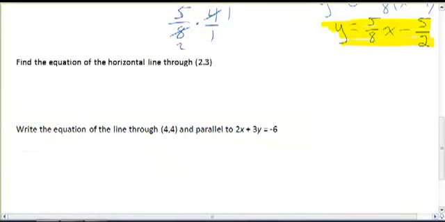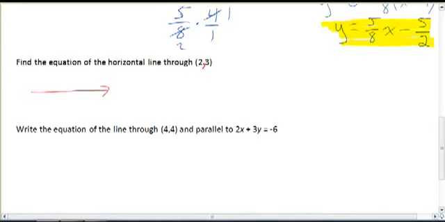Find the equation of the horizontal line through 2, 3. That's supposed to be 2, 3, but let me manually fix that right there. 2, 3, yeah, there you go. That was a comma the whole way, right? You all knew that, not a decimal point. Well, typos happen.